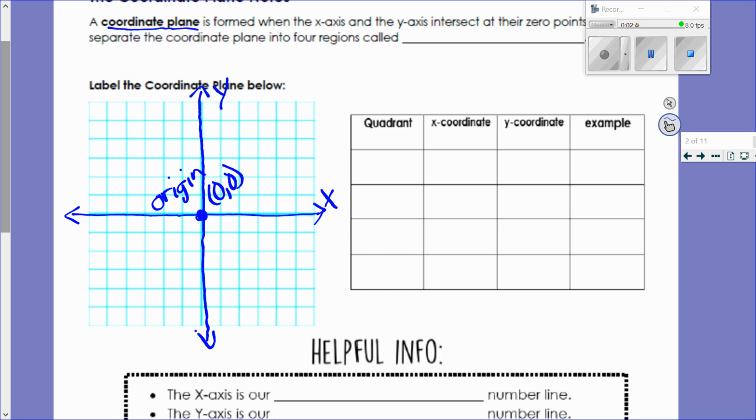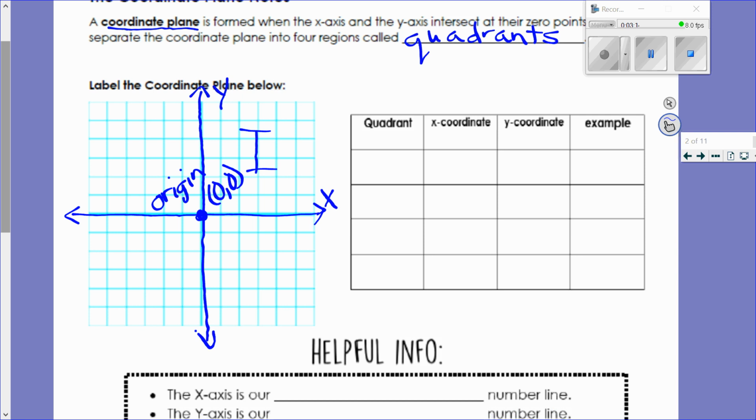The X and Y axis intersect at the 0 points, and it separates us into 4 different quadrants. You know, shoot, I just gave it away. They're called quadrants. That's the 4 sections of our graph. Now, I will be honest, the first quadrant makes a lot of sense to me. Quadrant 1 is right up there in the upper right.